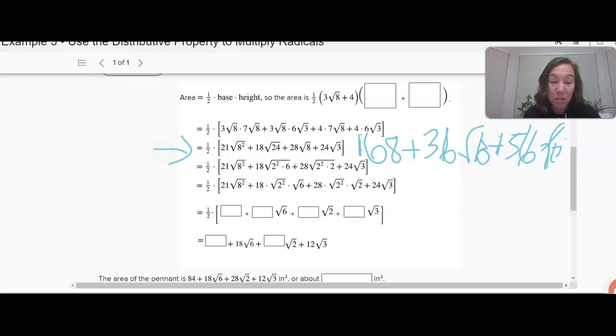oh, and then we have to multiply that all by 1/2. So if you take all these values and multiply it by 1/2, then half of 168 is 84. Half of this will be 18 root 6, half of this will be 28 over 2, and half of the last term that I couldn't write would be 12 over 3. So hopefully that wasn't too bad for you guys.